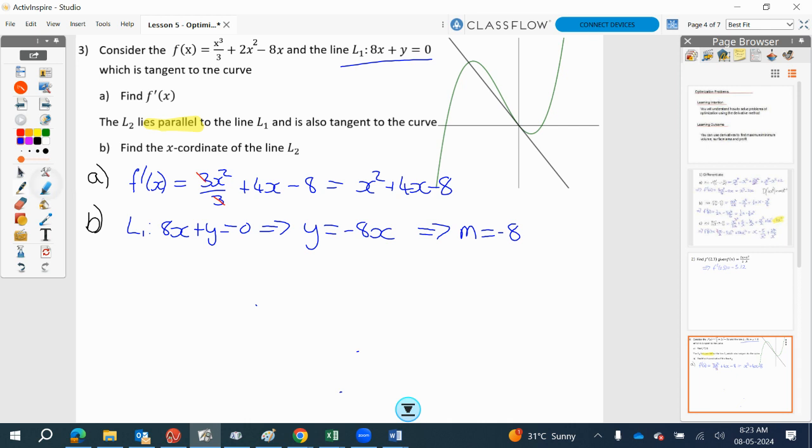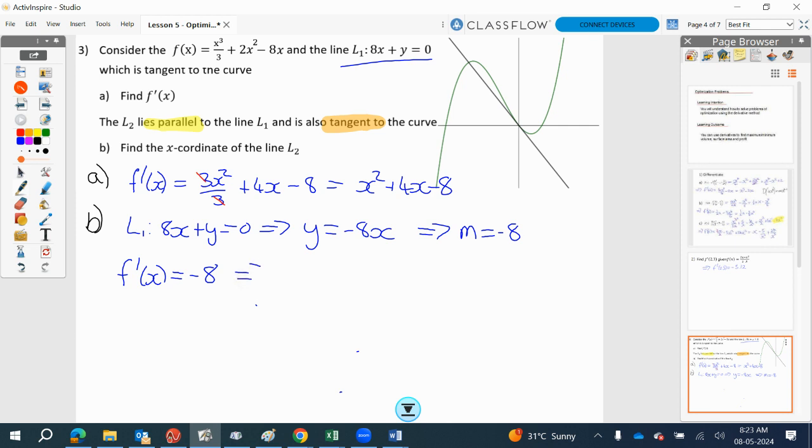So next up, our next concept. Tangent to the curve. What does that tell us? The derivative at the point we're interested in is going to be minus 8. So the fact that it's tangent to the curve means that f dash of x is going to equal minus 8. Now we just found the derivative.